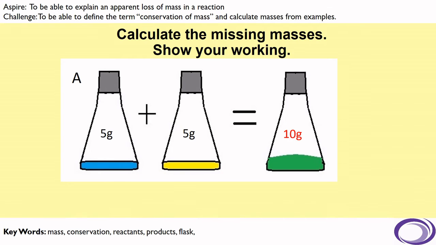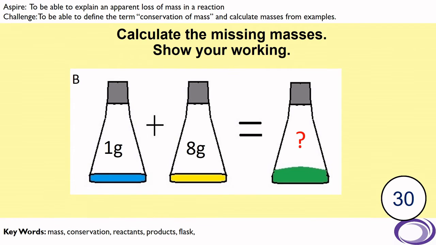10 grams, because 5 grams add 5 grams on my reactants equals 10 grams of my products. So now let's have a go at another one. So what you should have got is 9 grams, because 1 add 8 is 9.